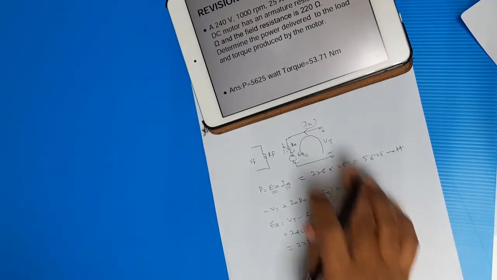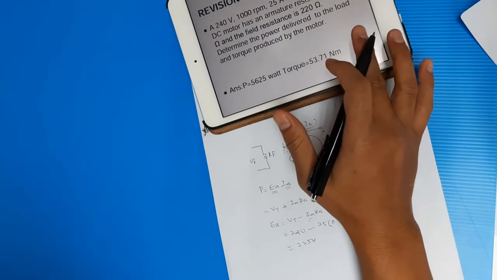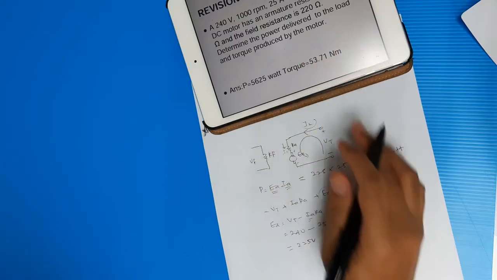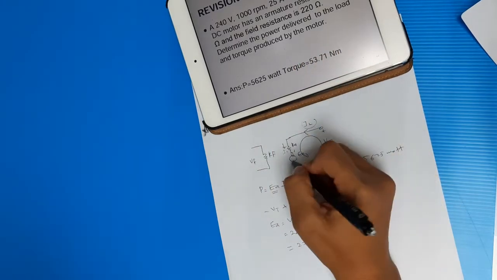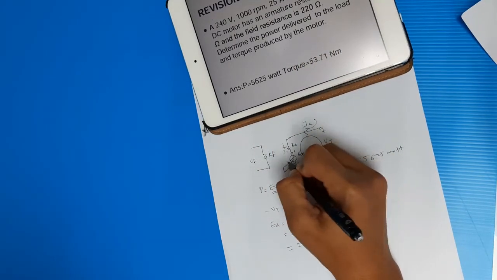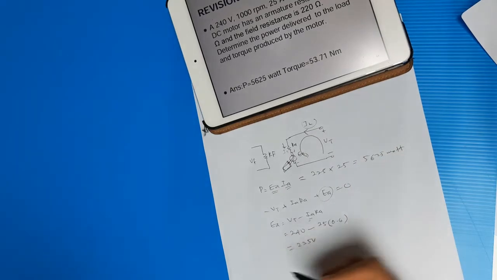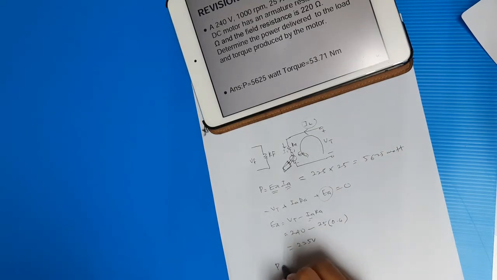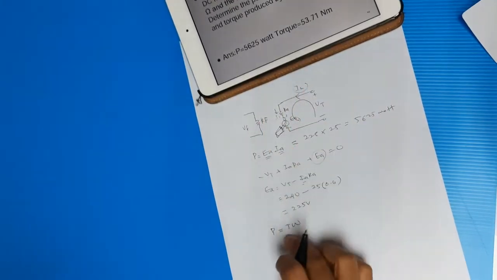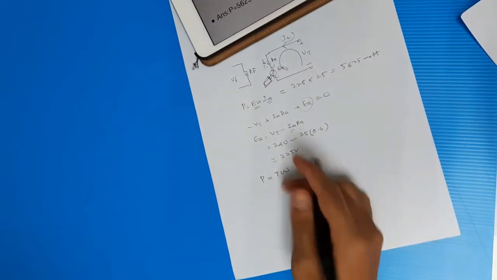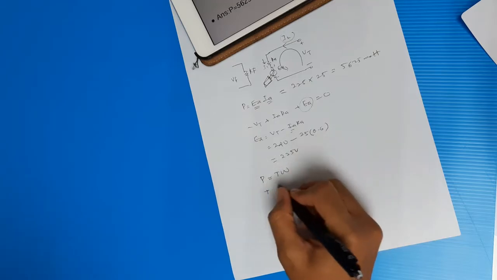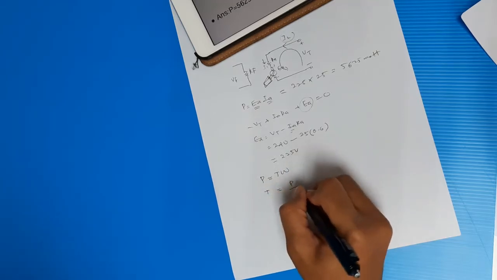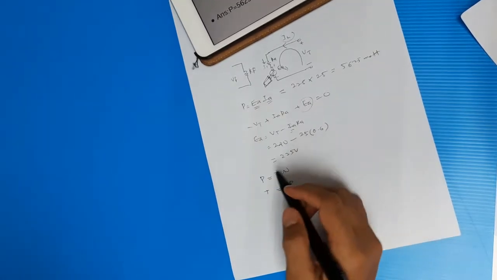Right, so next one, the torque produced by the motor. The torque produced here is the torque produced at this load. Okay, so remember the formula comes from P equals T omega. So remember this formula, P equals T omega. So we rearrange in terms of T equals P over omega.